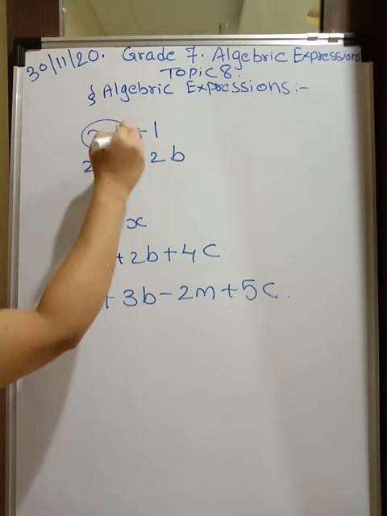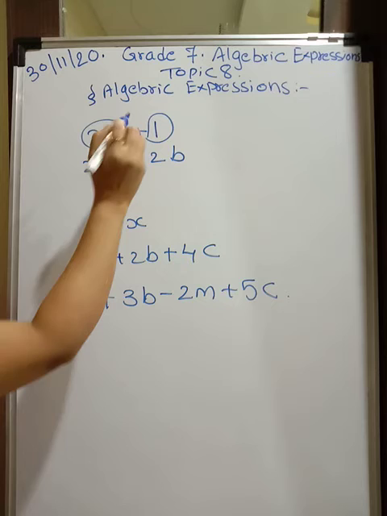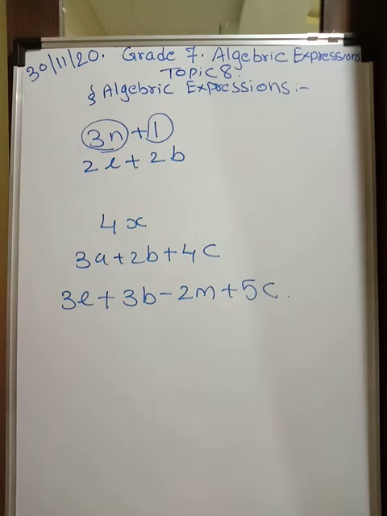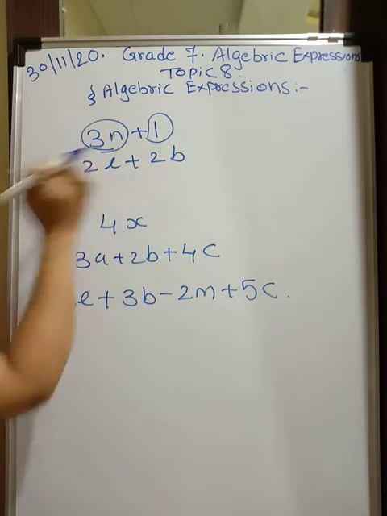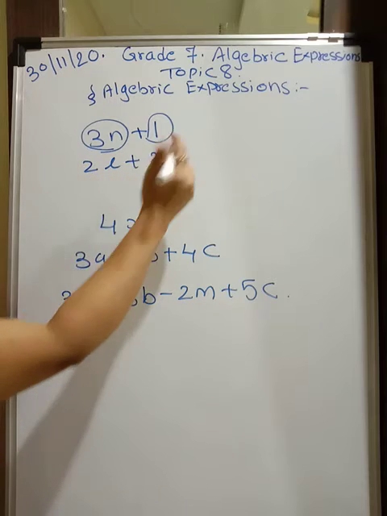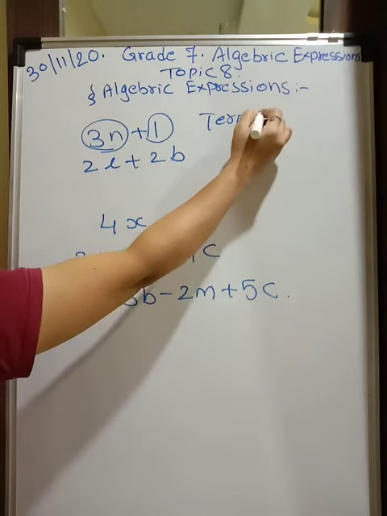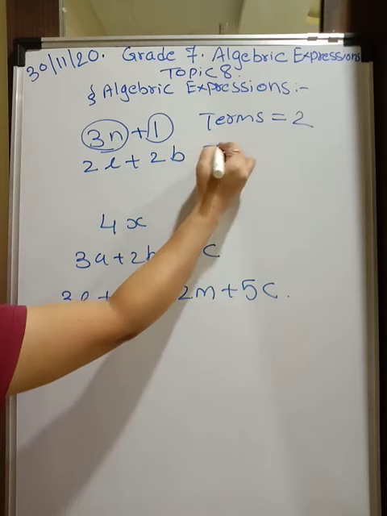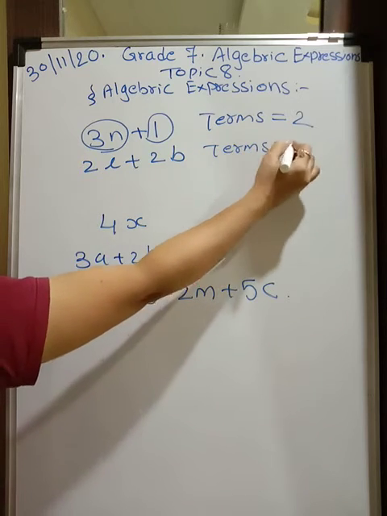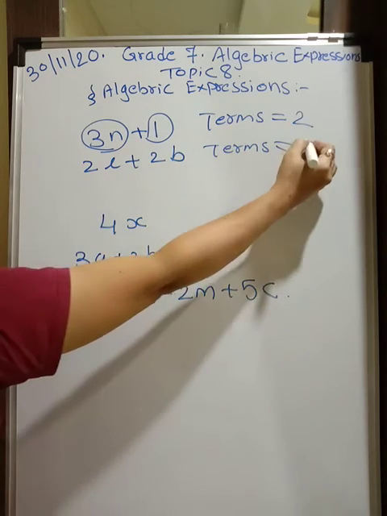So, this is one term and this is another term. So, there are how many terms? Two terms, which are separated by either plus or minus sign. So, number of terms over here are how much? Terms are 2. Here also, terms are how much? 1 and 2. So, 2 terms are there.